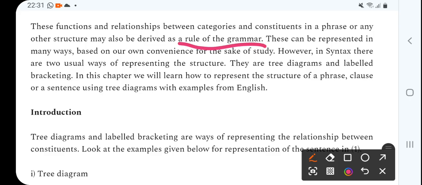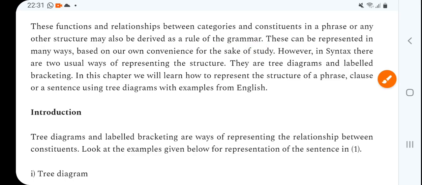So paradigmatic and syntagmatic, these are the rules. These can be represented in many ways based on our own convenience for the sake of study. However, in syntax there are two usual ways of representing the structure.